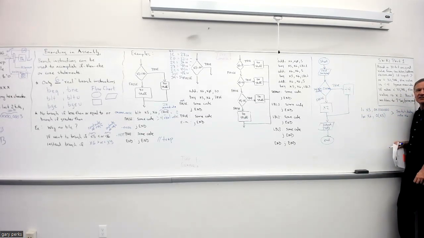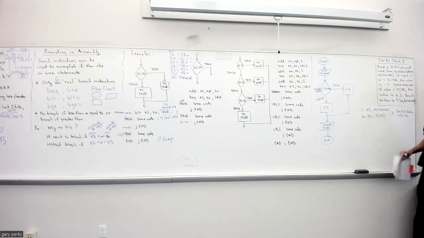Okay. Now, here's something to know. When you look at the instructions, there's an LB, load byte. There's an LBU, load byte unsigned. There's an LH, load half word. There's an LHU, load half word unsigned. There's LW, the load word, but there's no LWU. There's no load word unsigned.